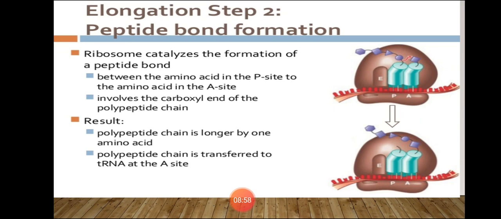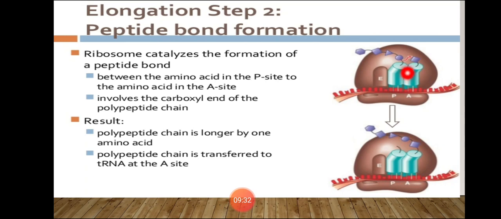Peptide bond formation. See here what is happening. The ribosome catalyzes the formation of a peptide bond. You can see here the A site and P site. The aminoacyl complex is moving. This mRNA is moving actually. The mRNA keeps on moving, and when it comes to the P site, what is going to happen? The peptide chain is going to form. The peptide chain is longer by one amino acid.